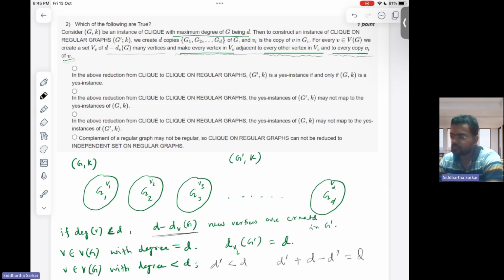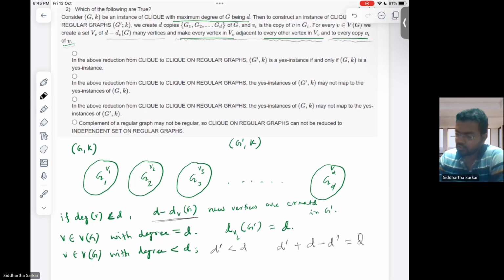So how many copies are there? There are D copies, right? Every vertex is connected to these D copies. Every vertex is getting at least degree D, plus among themselves they are also connected. But how many neighbors will they get? So they will get D minus dvg.